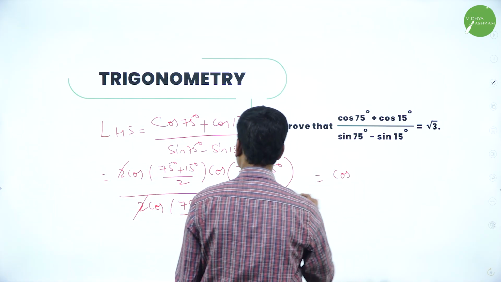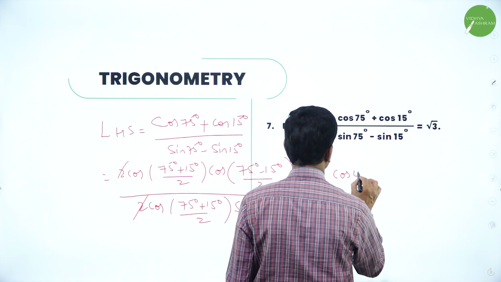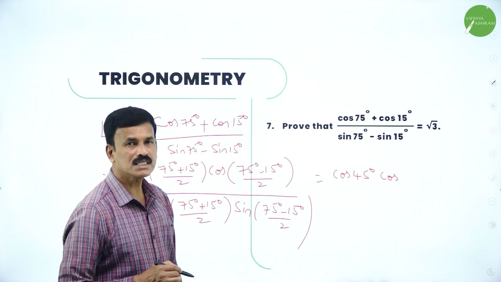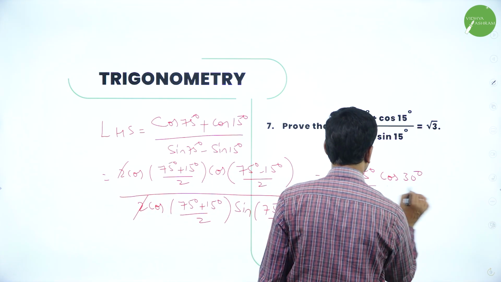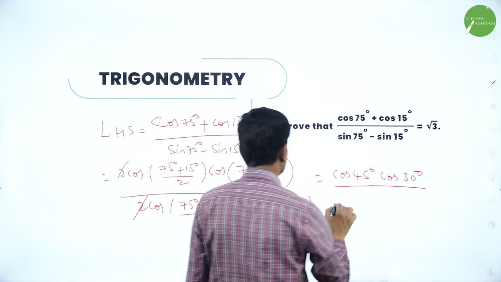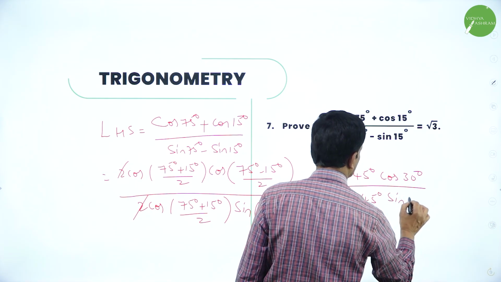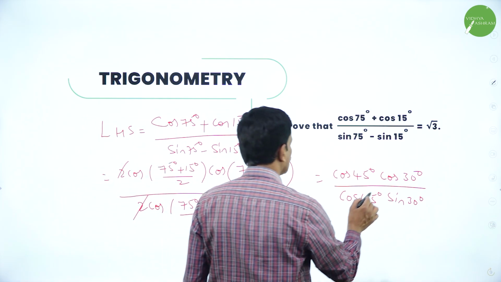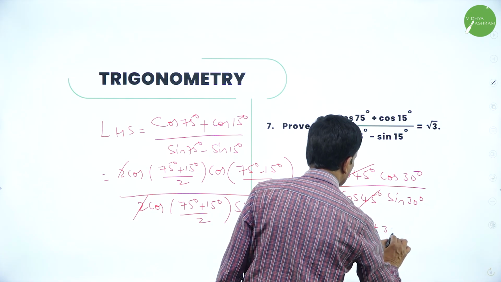This is equal to, numerator: cos of (75 plus 15) by 2, 90 by 2, that is cos 45, into cos of (75 minus 15), which is 60, divided by 2, is 30. Cos 30, divided by, in the denominator, (75 plus 15) by 2 is 45, cos 45 degrees into sine of 30 degrees. 75 minus 15 is 60, by 2 is 30. Cancel this. Cos 45 gets cancelled.